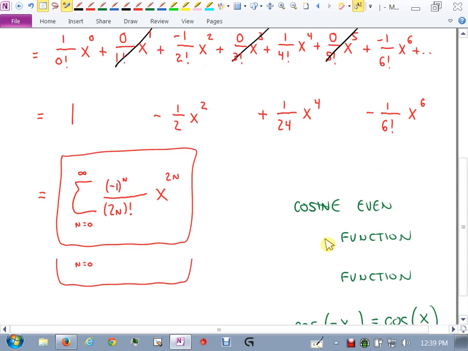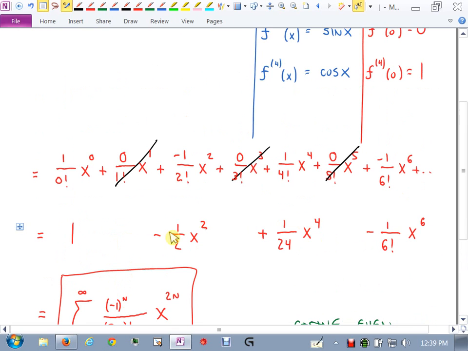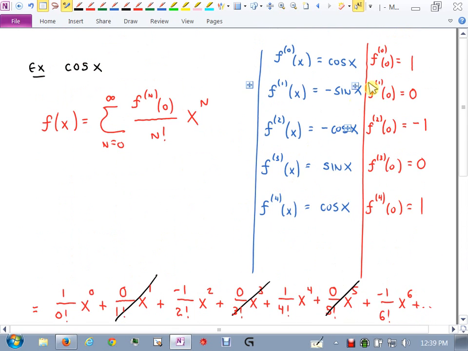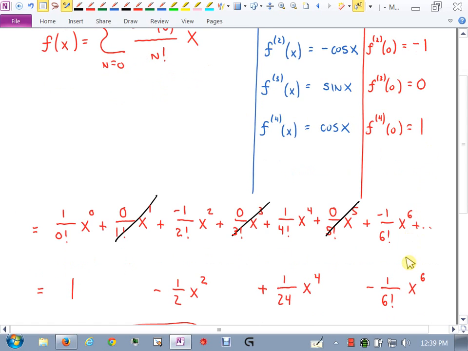Guess what's going to happen when we do sine? They're all going to be odds. It makes sense. Why? These derivatives are going to be shifted a little bit, right? These derivatives here, it's going to start out sine, then cosine. So, we're going to have 0, then 1. So it's going to shift everything over. So now all your evens will be dead, and you'll have odds.